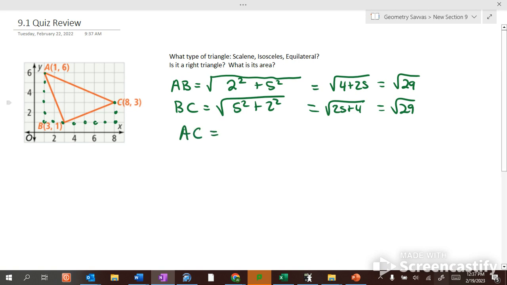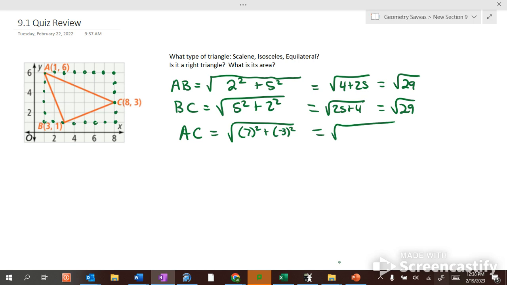AC. I go over 1, 2, 3, 4, 5, 6, 7, and down 1, 2, 3. So it's 7 squared plus 3 squared. If you want to say it's negative 3 squared because you went down, that's fine, because when you square a number, it becomes positive. So it's really not a big deal how you do it. But we get 49 plus 9, or the square root of 58. So now I know it's an isosceles triangle.